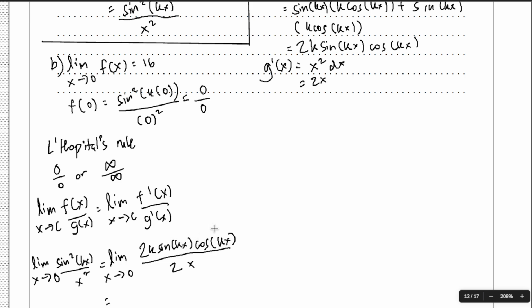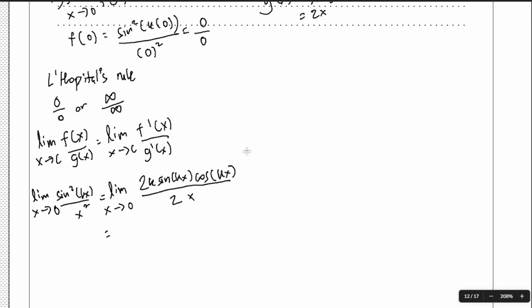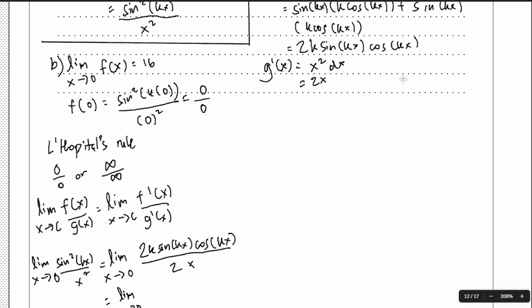sine kx would equal 0. So the numerator as a whole would be 0, and the denominator would also be 0. That means we have to apply L'Hopital's rule again. So our limit as x goes to 0, we start off again, but from this.